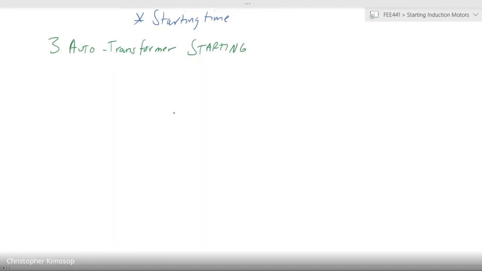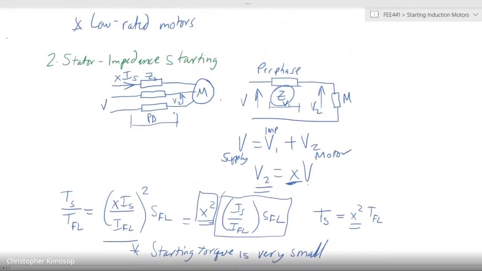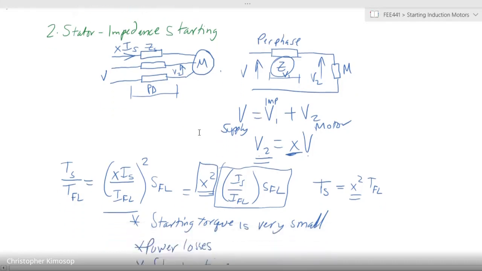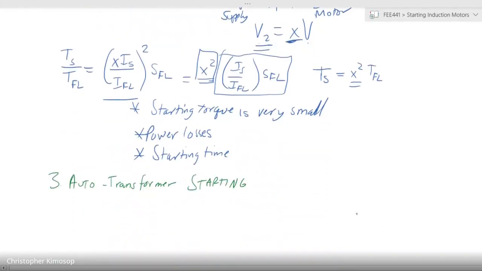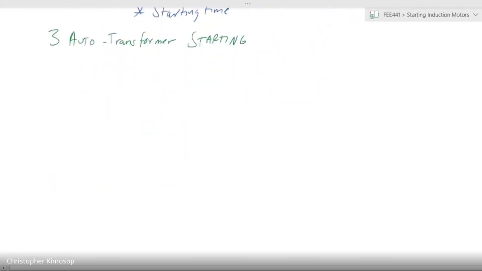So in this case, it is similar to what we've looked at over here. We are trying to reduce the voltage that is being given to the motor during start. But one of the best ways of doing that is to make use of an auto transformer. So what you will end up with is an auto transformer that will supply your machine. Just for clarity.